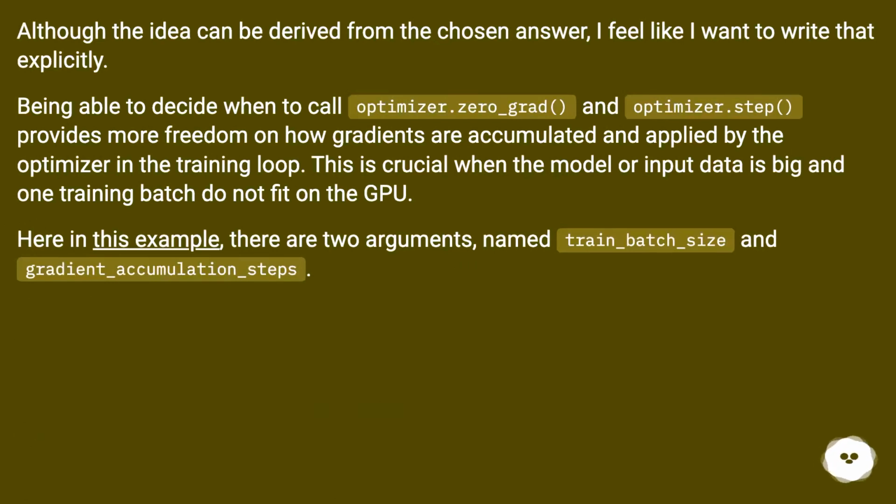Although the idea can be derived from the chosen answer, I feel like I want to write that explicitly. Being able to decide when to call optimizer.zero_grad and optimizer.step provides more freedom on how gradients are accumulated and applied by the optimizer in the training loop. This is crucial when the model or input data is big and one training batch does not fit on the GPU. Here in this example, there are two arguments, named train_batch_size and gradient_accumulation_steps.